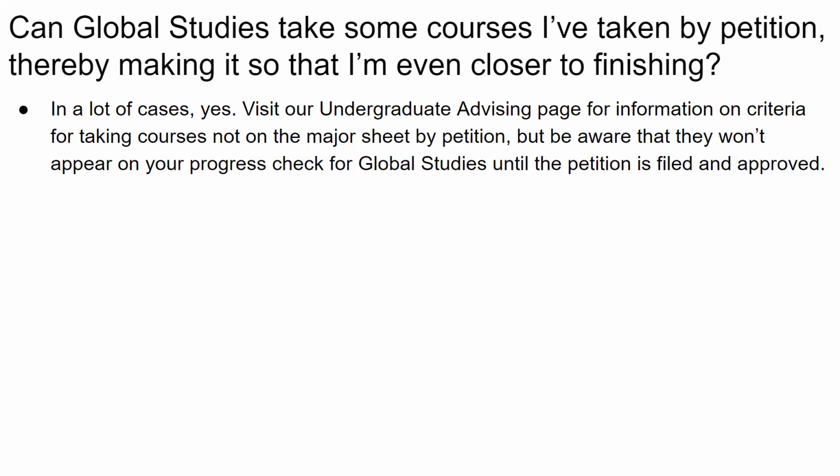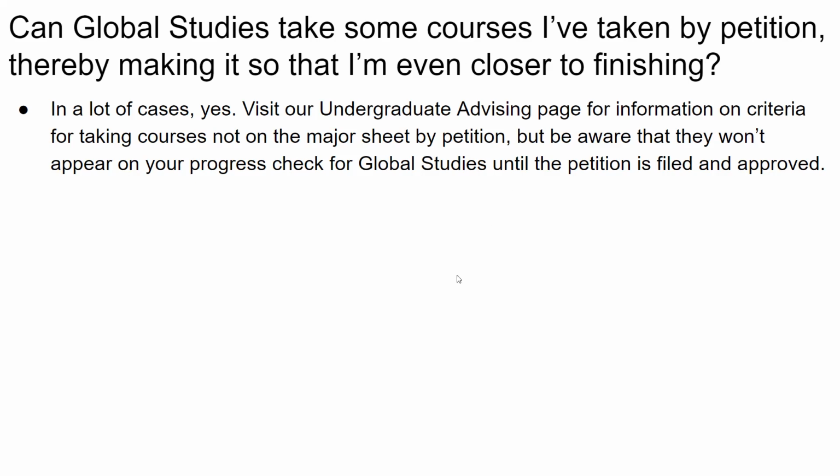We also recommend visiting our undergraduate advising page, has a petition section that has a sheet with criteria for what we can take by petition for the major. What are special circumstances, or what class descriptions would work for special spots in our major requirements, so that way maybe you don't have to take as many classes after joining this major. Just be aware that they won't show up in your progress check until you've officially petitioned them. So just keep that in mind.